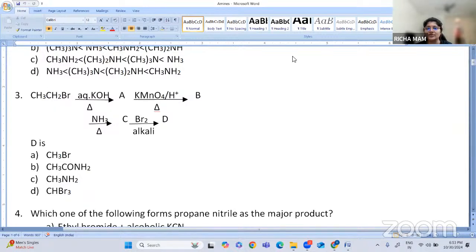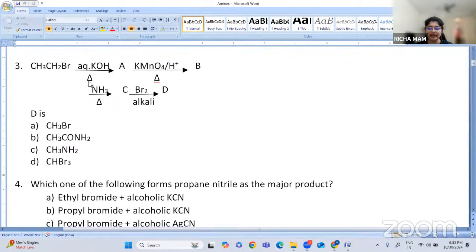Next question. So this is a reaction given. This is ethyl bromide. Ethyl bromide is reacted with aqueous KOH, you have to heat it, and you will get A. This A is further reacted with potassium permanganate in acidic medium, you heat it, and you get B. This B you heat with ammonia to give C. This is further reacted with bromine in the presence of alkali to give D. They have asked what is D. So follow the set of reactions and tell me the answer.